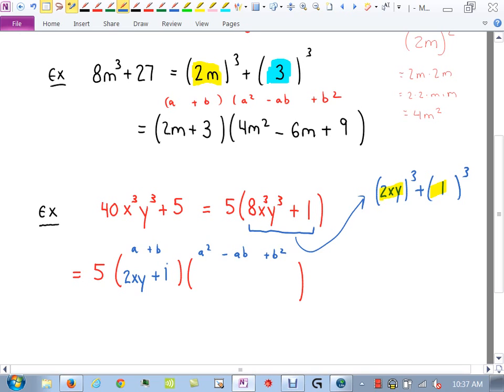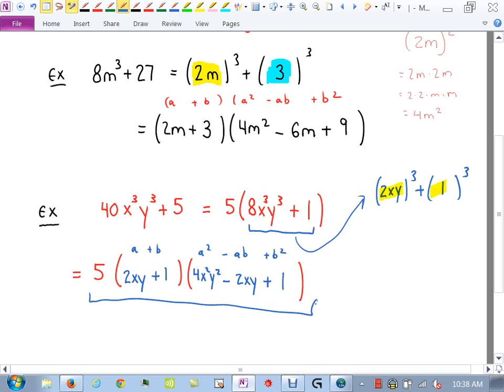Am I going okay here? Okay, now what's A squared? Let's square that. So square the 2, that's 4. Square x, square y, it's x squared, y squared. So our A squared should be 4x squared y squared, minus, what's A times B? 2xy times 1 is just 2xy, right? And then plus, what's B squared? 1 squared is 1. That's it. That's your answer.